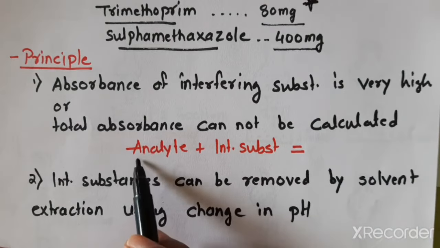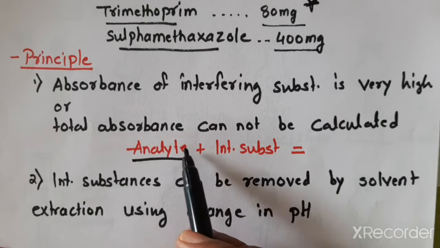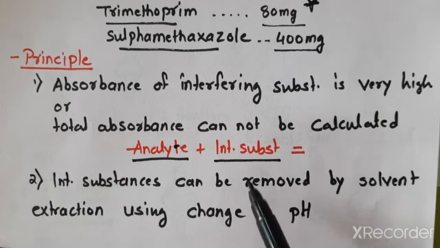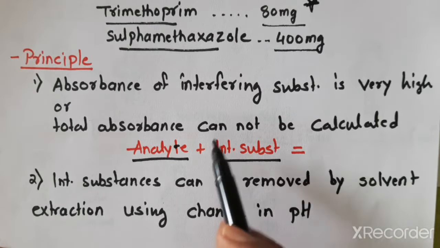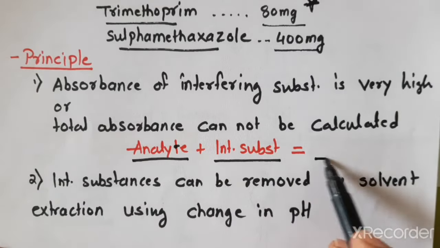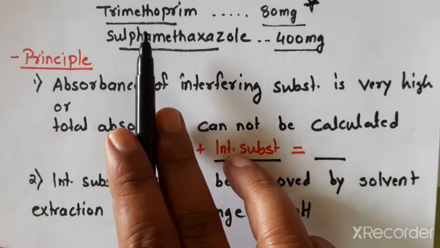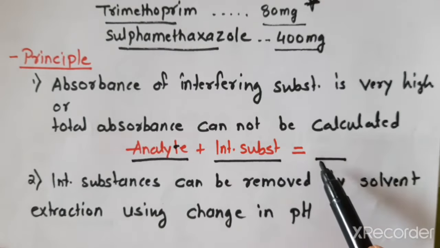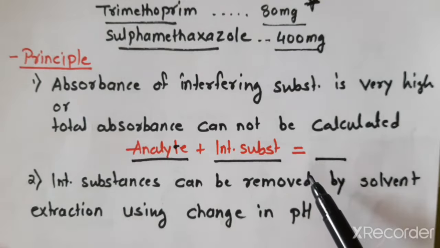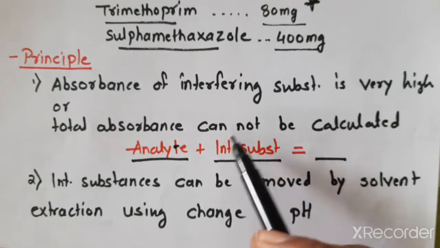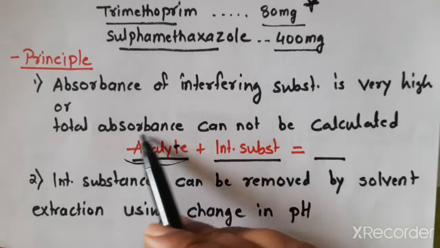For example, here our analyte is trimethoprim. In addition to trimethoprim, we have the interfering substance, sulfamethoxazole, which is also UV active and will have a very good absorbance at the lambda max of trimethoprim. In such a case, the total absorbance is not only because of trimethoprim, but also because of the interfering substance, sulfamethoxazole. So when other methods are not applicable or useful, we have to go for isolation of the interfering substance, or isolate the analyte of our interest.